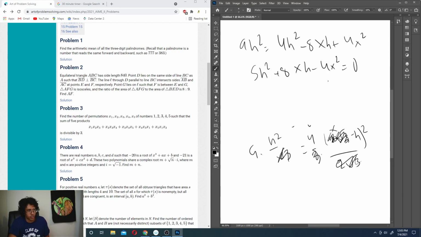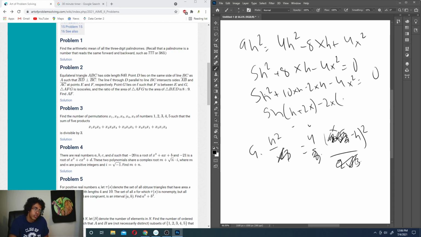So you get like 20x squared, right? And you want to make this into 20x squared. Oh, so that would be 5h squared plus 10xh minus 2xh minus 4x squared. And that gives you 5h times h plus 2x minus 2x times h plus 2x. Okay, there we go. That's nice.